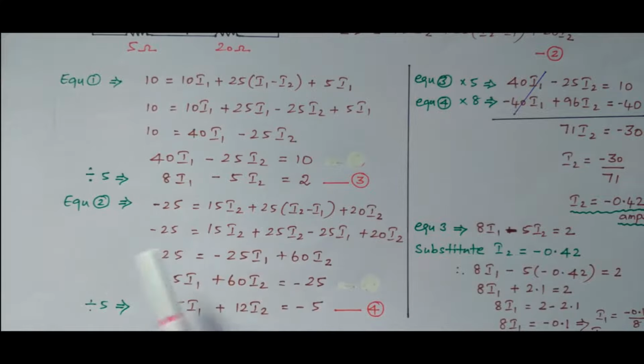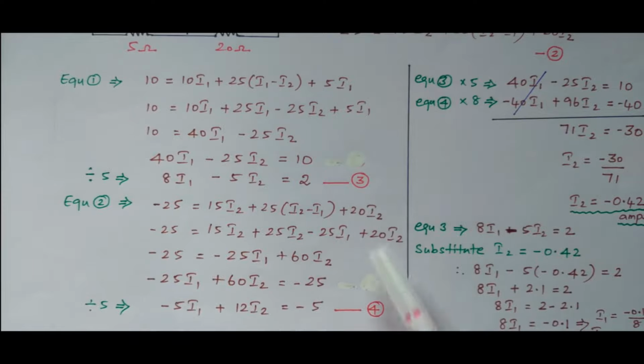Right hand side term is brought to left side and left side term is brought to right side. So here also we can divide by 5. So 25 divided by 5, 5. 60 divided by 5, 12. Minus 25 divided by 5, minus 5. We take this as equation number 4. Now equation 2 is simplified, and finally we got this simplified equation. This is equation number 4.